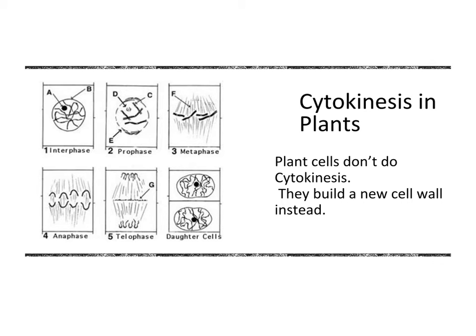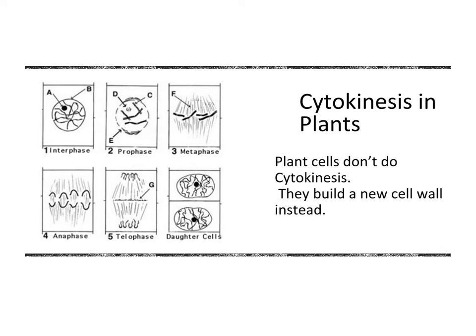Cytokinesis in plants is a little bit different. So plants don't pinch off and completely separate. Instead, plants build a new cell wall. Okay, remember plants have that rigid cell wall.